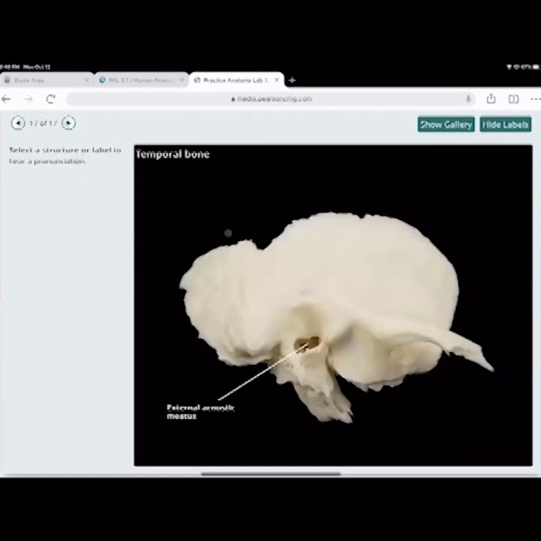And you have the temporal bone, which has your mastoid process, which is here, your external acoustic meatus. Okay, this is your opening for the ear. And this is where the mandible fits in the fossa. This is the mandibular fossa with the temporomandibular joint and your zygomatic arch. And this is the temporal bone right here.